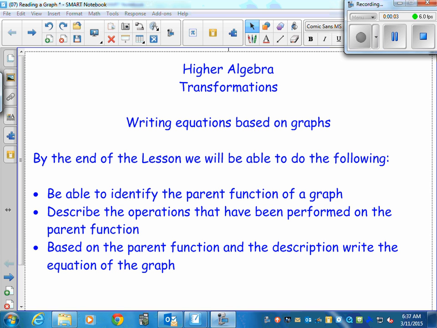Welcome to today's lesson, the final lesson in the transformations unit. So today we're going to write equations based on graphs. Our goal by the end of this lesson is to be able to identify the parent function of a graph, to describe the operations that have been performed on the parent function, and then finally, based on the description and the parent function, write the equation for that graph.